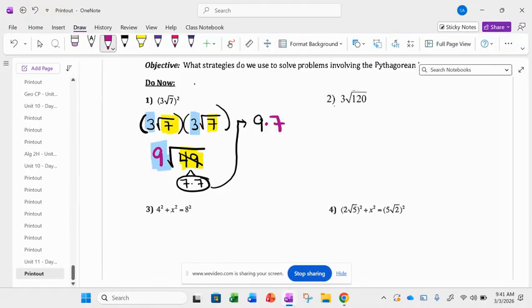Is there anything left over inside the radical? Nothing. So now you're left with 9 times 7, which is, oh, not 56, 63.